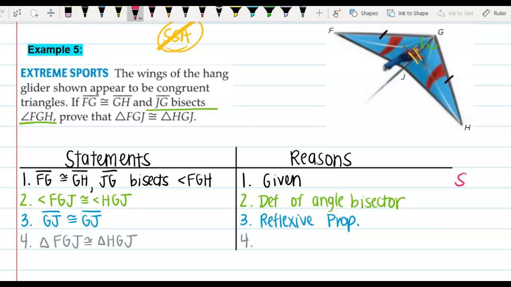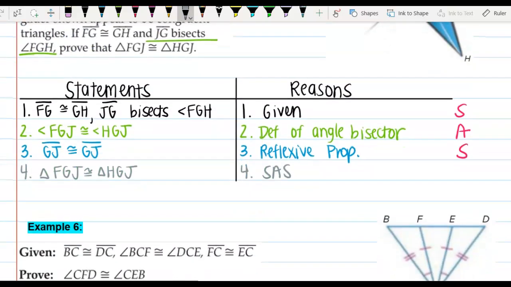Okay, so number 2 was an angle. Number 3 was a side. So we have 2 sides and an angle. We're not going to spell the bad word, so we're going to put the angle in the middle. So this would be side, angle, side. Okay.